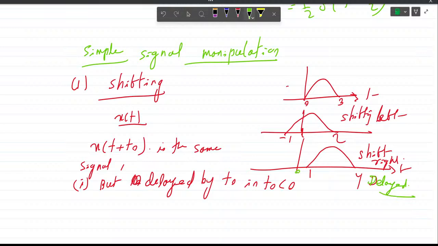It is supposed to start at t equal to 0. But now where does it start? It is delayed by 1 second. So this is x of, because this t0 is negative, t minus 1. X of t minus 1.